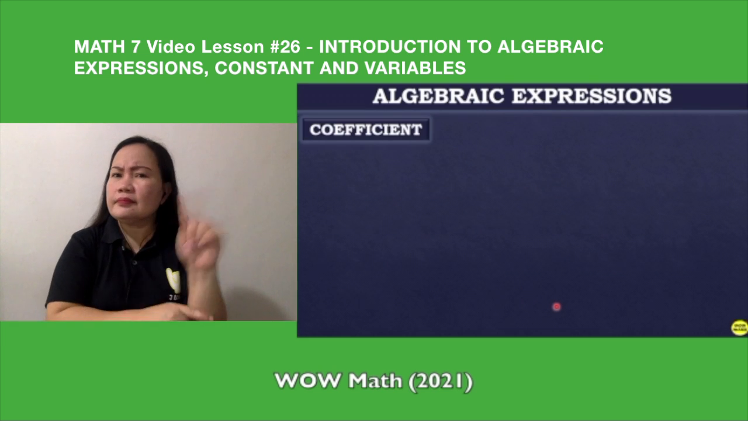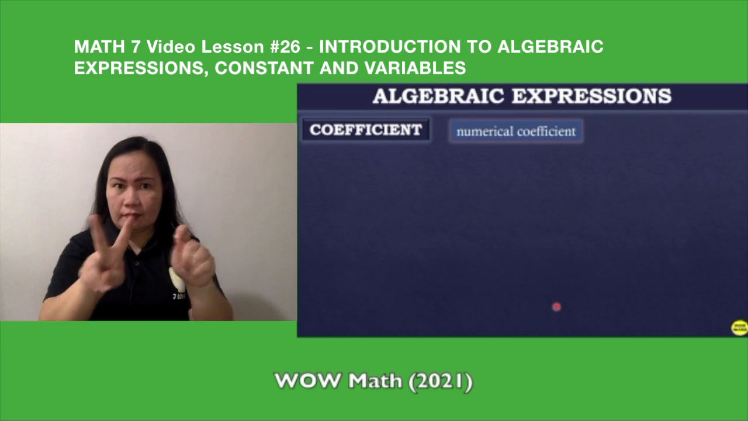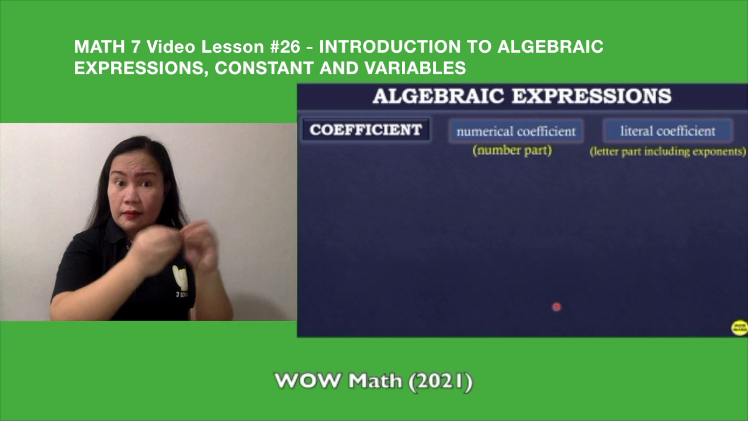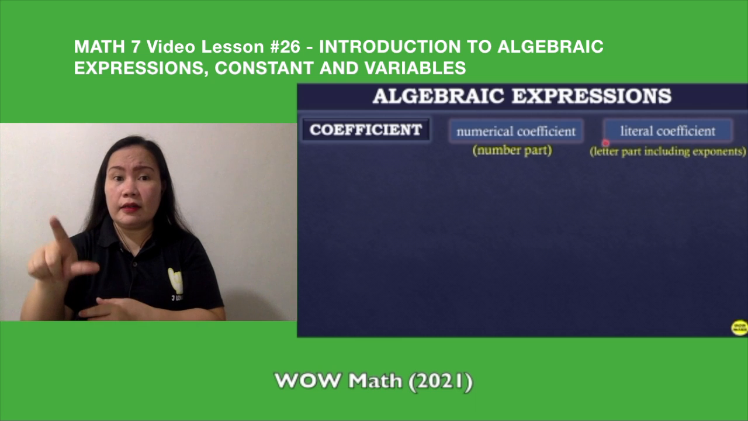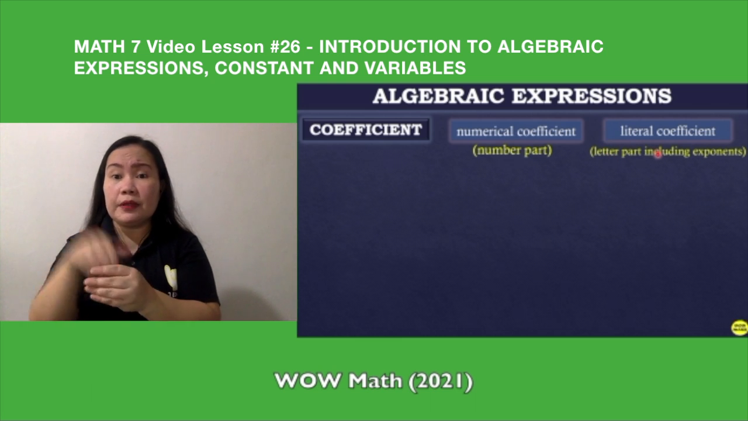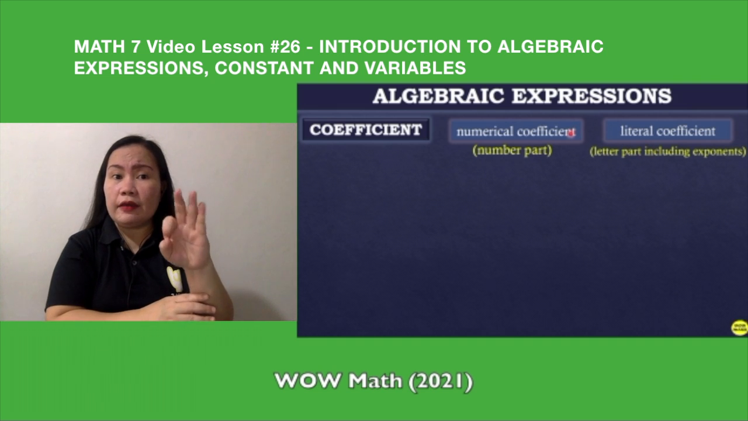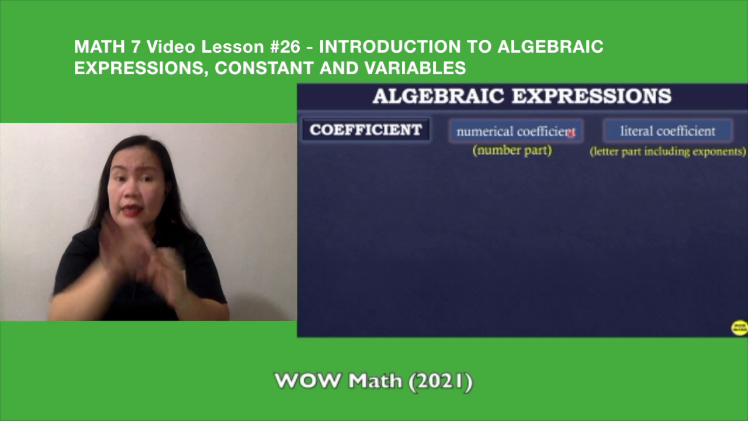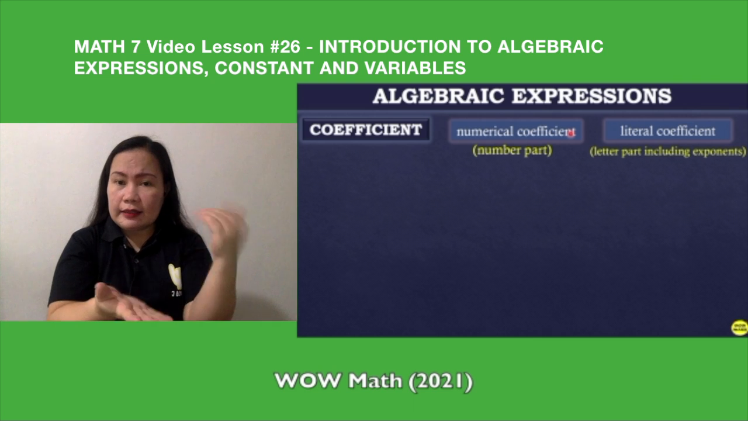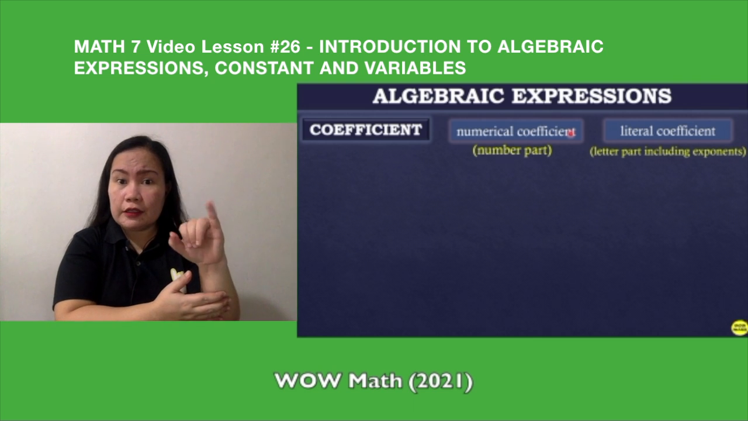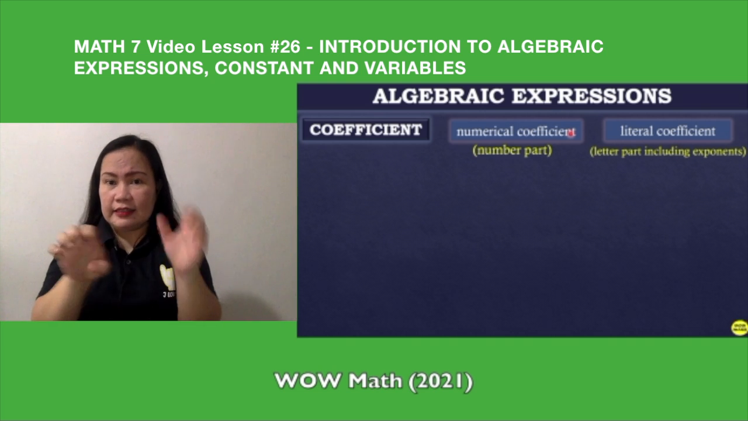Okay. So, let's proceed. What is a coefficient? Okay. Pag sinabi natin coefficient, meron tayong dalawa niyan. Okay. So, numerical coefficient, ito yung number part. Literal coefficient, ito yung letter part including the exponents. Okay? So, ang coefficient po ay makukuha nyo lang kapag nakita nyo na may number at letter or number at variable na magkatabi. Okay? Ulitin ko. Ang coefficient po ay makukuha lang po natin kapag meron po tayong number at letter na magkatabi.